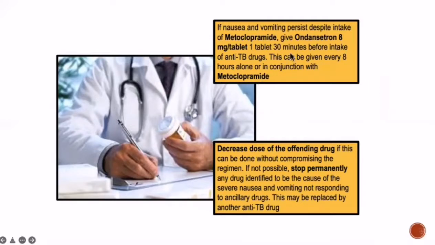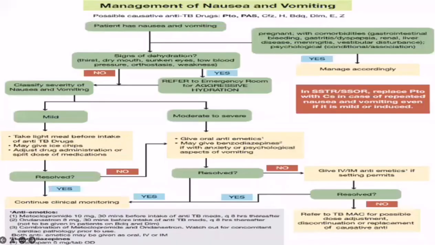Now remember, ondansetron can prolong our QT interval, so caution should be taken when concomitantly administered with QT prolonging drugs like our bedaquiline, moxifloxacin, and clofazimine. So this is the algorithm in how to manage nausea and vomiting.